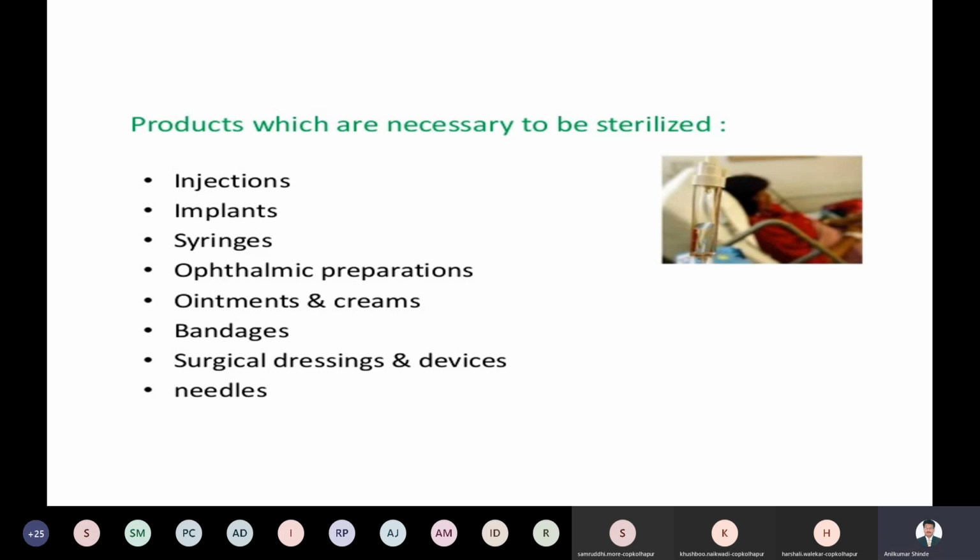You start from 1 ml, 2 ml, 5 ml, up to 10 ml. That's why it is called small volume parenterals. All the injections should be free from bacteria and free from pathogens. It is essential, because injections are administered intravenously to your body.